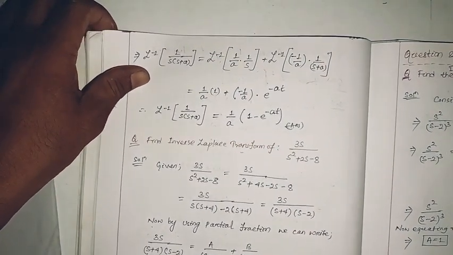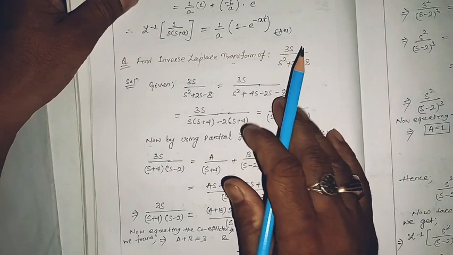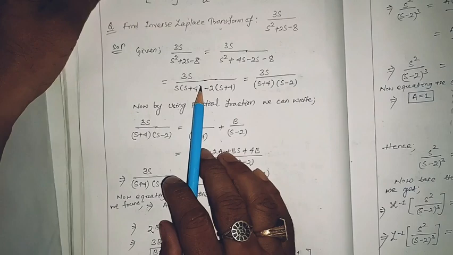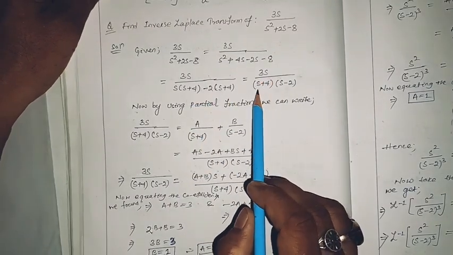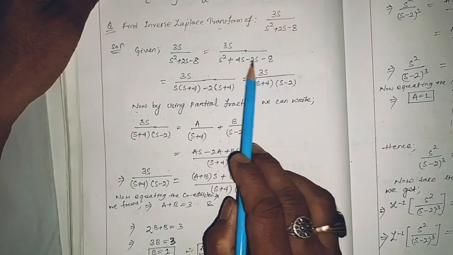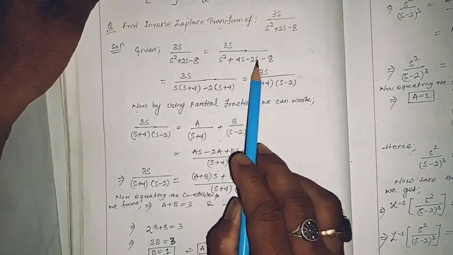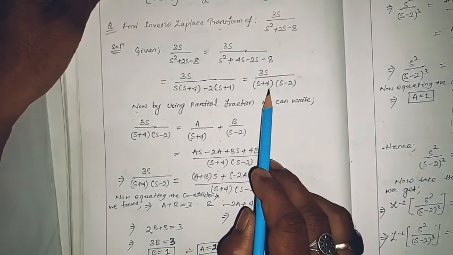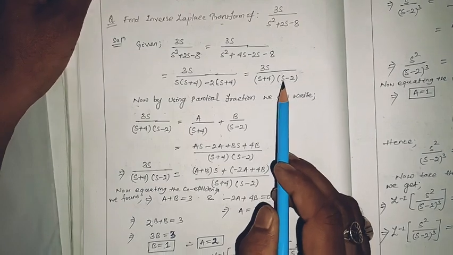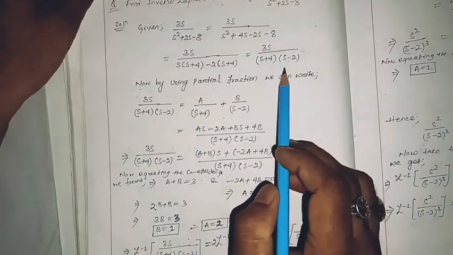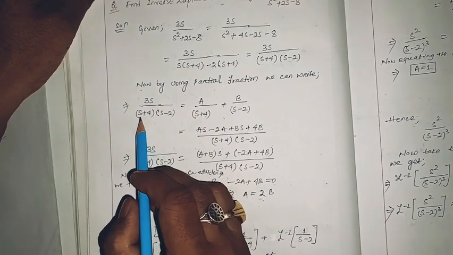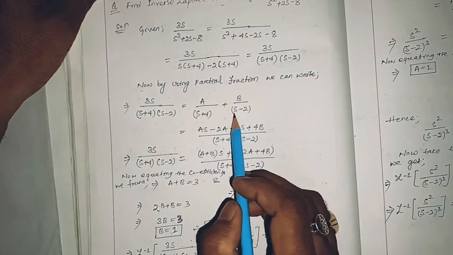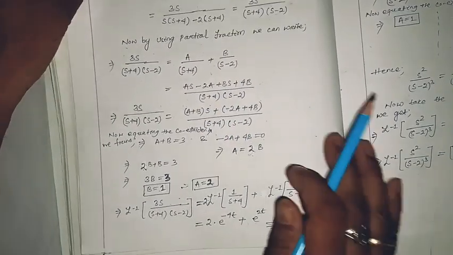Okay. Now we are going to go for another question, 3s by s square plus 2s minus 8. If I solve it somewhat, we can find 3s by s plus 4 into s minus 2. The quadratic term we have in the denominator can be written as s plus 4 into s minus 2. Now we are going to apply the partial fraction on this. That implies 3s by s plus 4 into s minus 2 can be written as a by s plus 4 plus b by s minus 2, and we are going to find the a and b values.